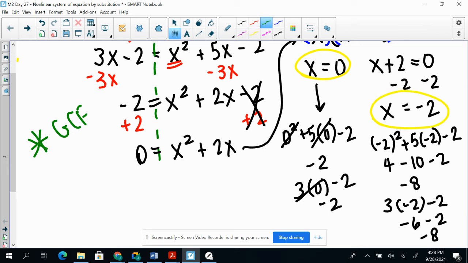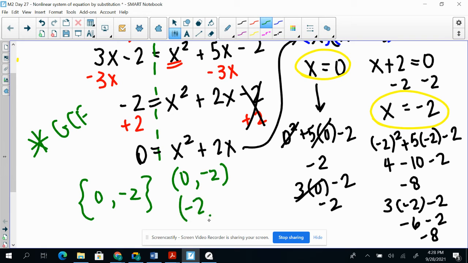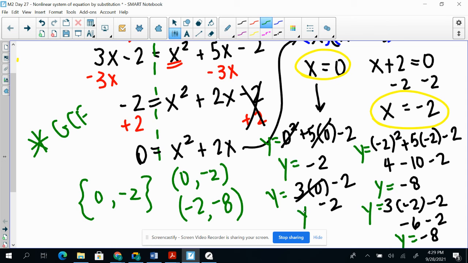And it can be written all the different ways, but solution set as a list would be 0 and negative 2. And then as coordinates, when x is 0, y is negative 2. And then when x is negative 2, y is negative 8. Because once you plug these in, this is a y equals, and a y equals. So once I plug in that value for x, my output y is going to equal negative 8, y will equal negative 8, y equals negative 2, and y equals negative 2. All right, that's your first example, guys.